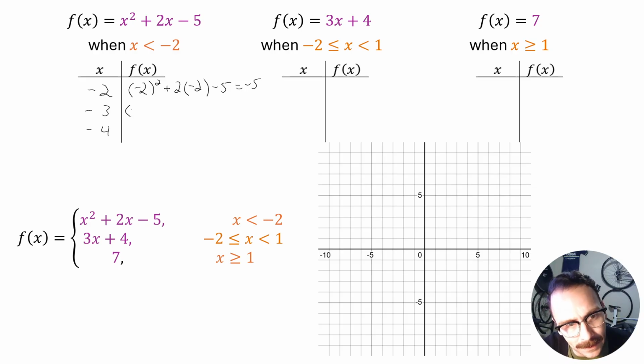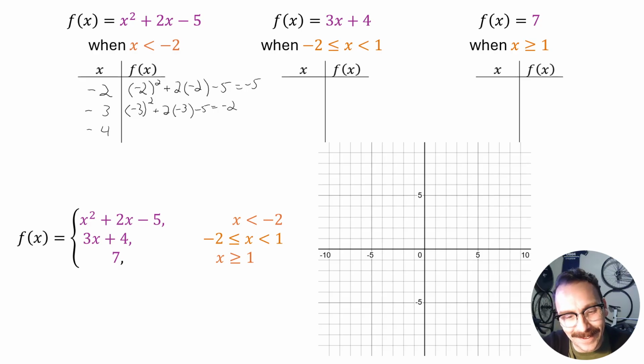Okay, next up, -3 squared, making sure to put it in parentheses, plus 2 times -3, and then -5. So again, -3 squared, that's +9. 2 times -3, that's a -6. So 9 minus 6 is 3, and then 3 minus 5. Ooh, what is that? -2?